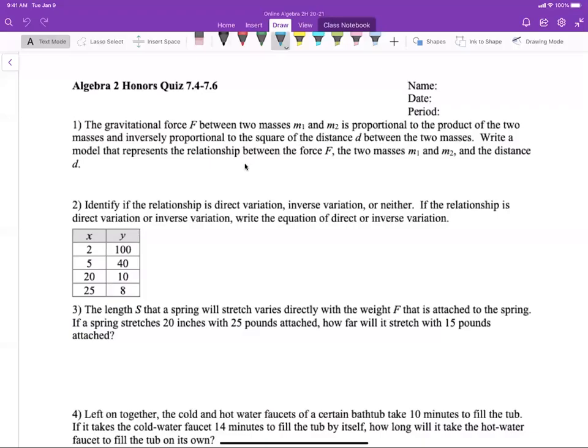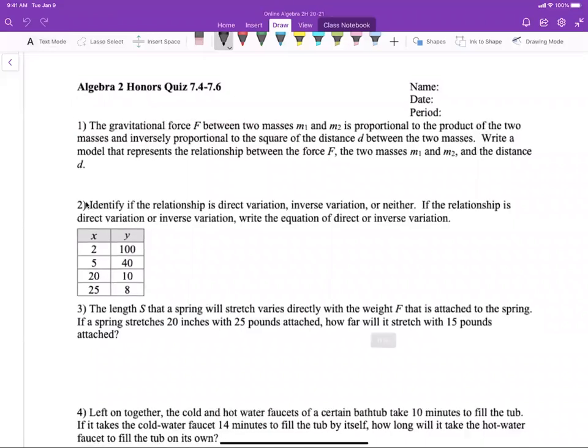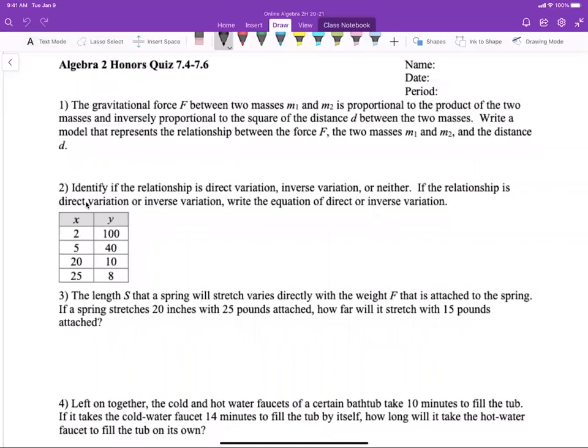All right, this is our solutions video for quiz 7.4 to 7.6. The gravitational force between two masses, M1 and M2, is proportional to the product of the two masses and inversely proportional to the square of the distance, d, between the two masses. Write a model that represents the relationship between the force, the two masses, and the distance, d.